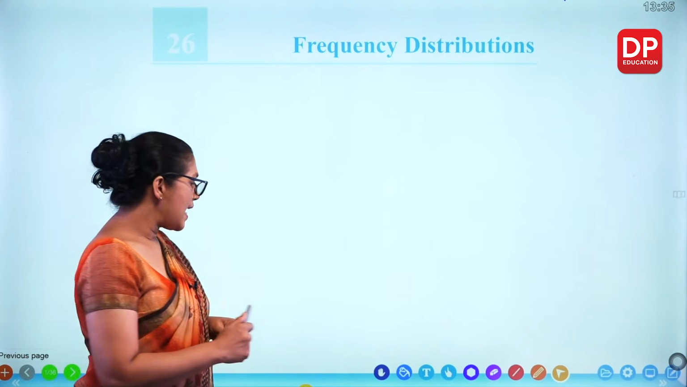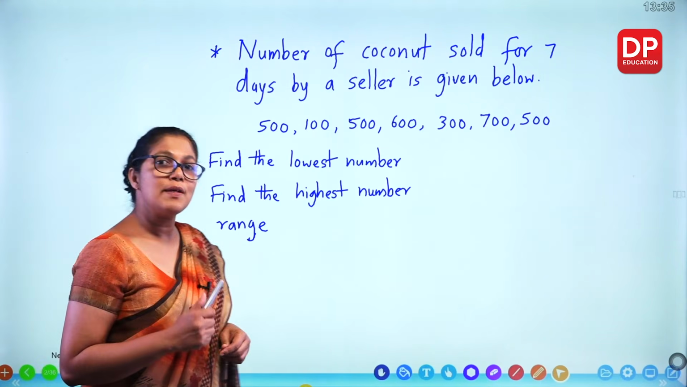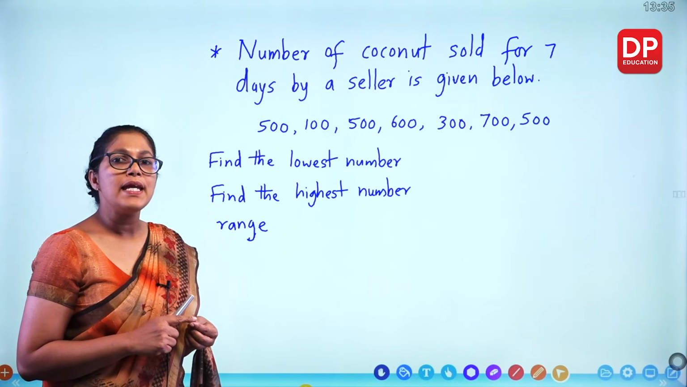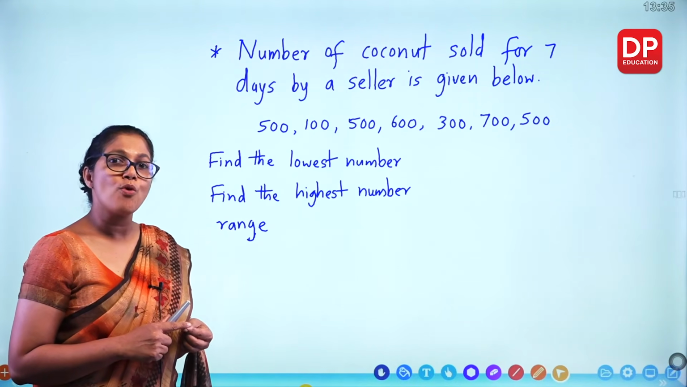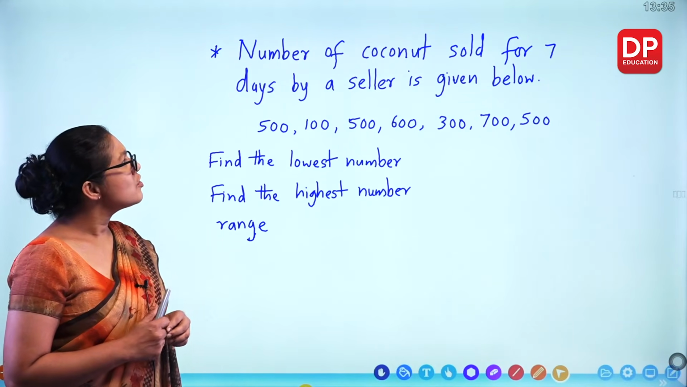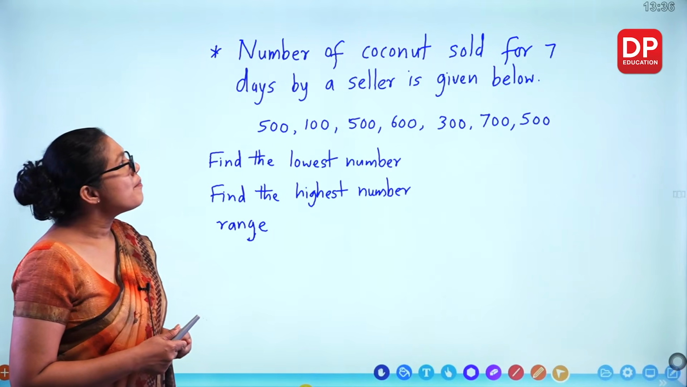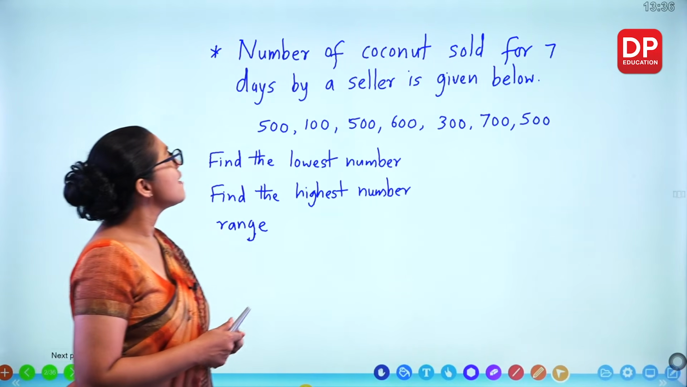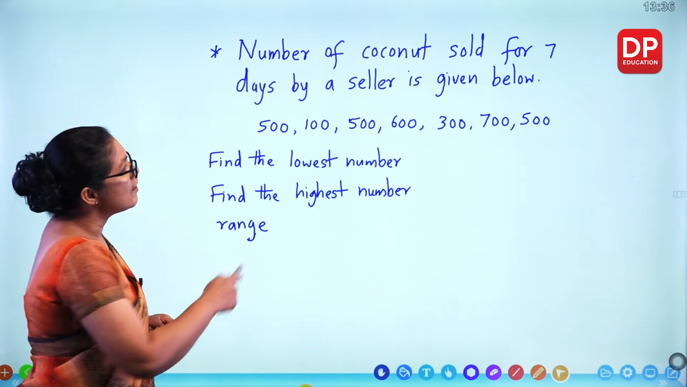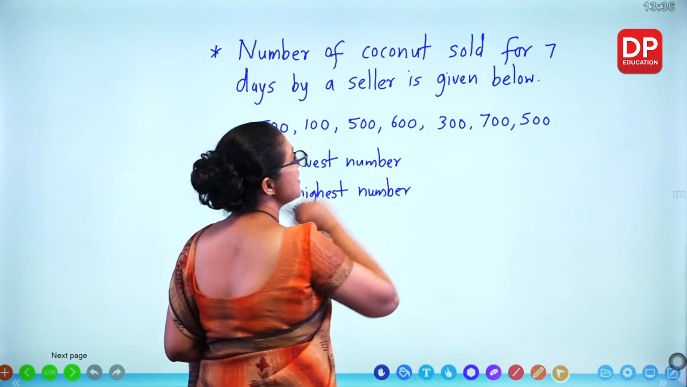So first we'll take an example and revise what we did before. We did measures like mean, median, mode, range before for a raw data set. So we'll just take an example. The number of coconuts sold for 7 days by a seller is given below. So these are the days. How many days? 1, 2, 3, 4, 5, 6, 7 days.